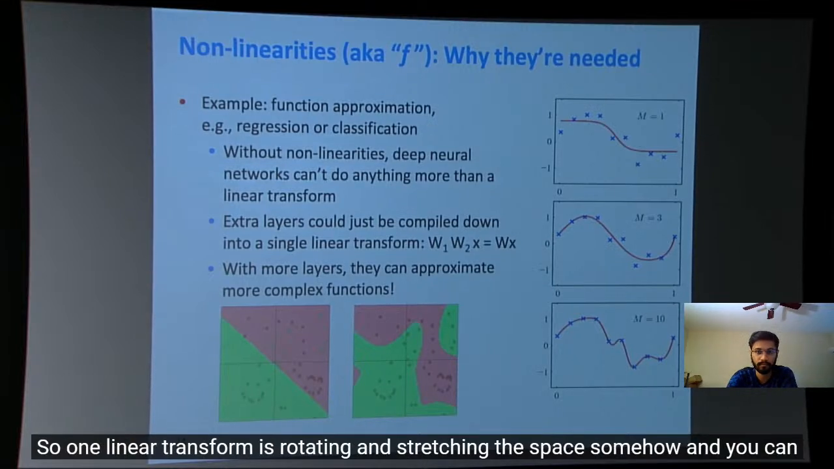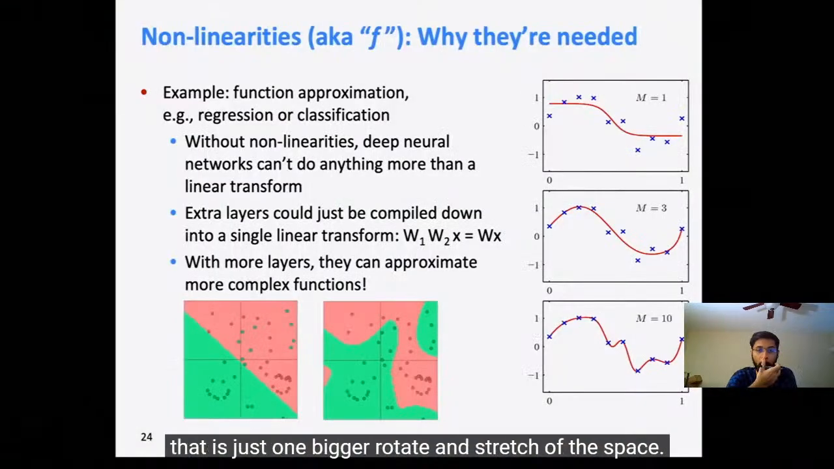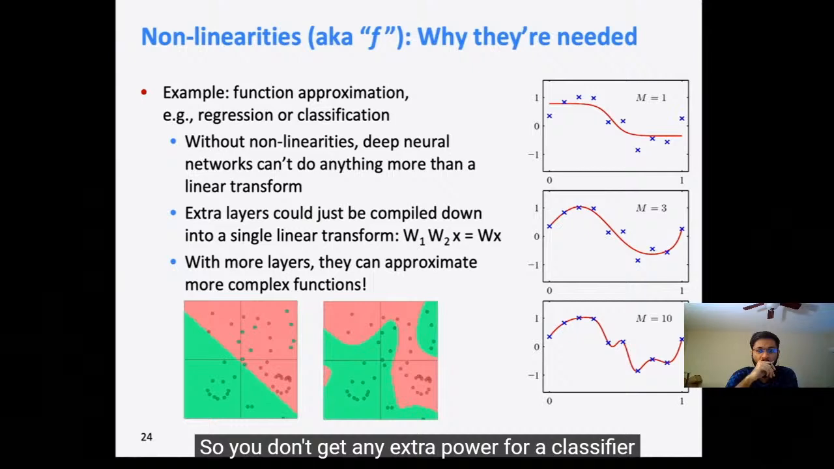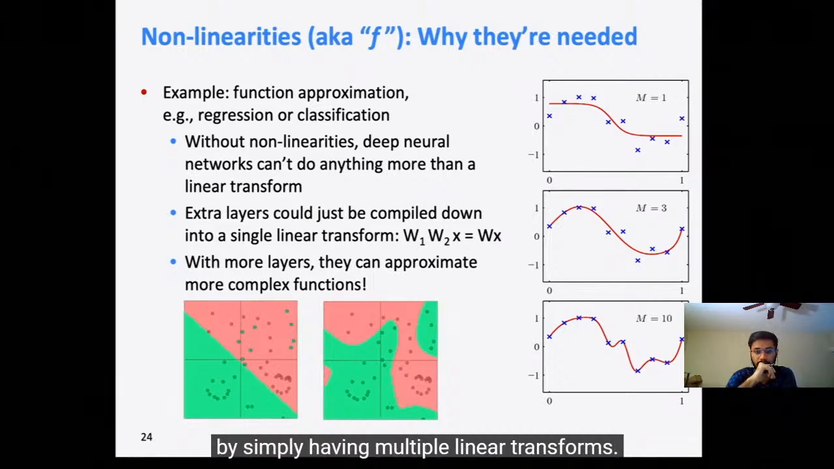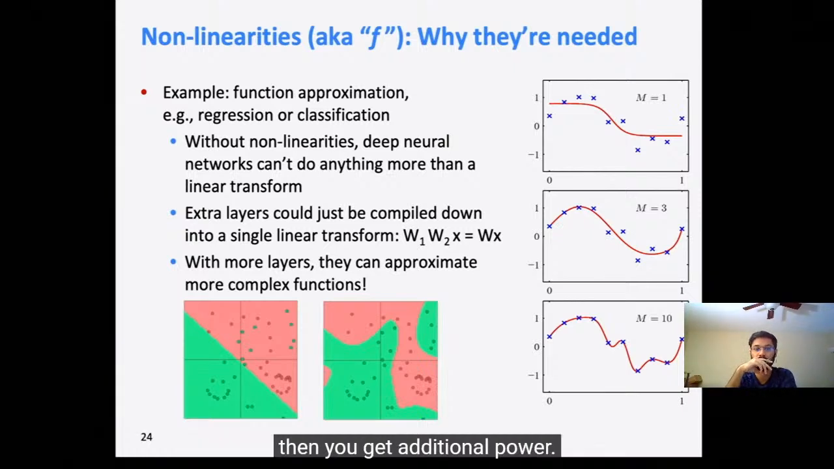So one linear transform is rotating and stretching the space somehow, and you can rotate and stretch the space again, but the result of that is just one bigger rotate and stretch of the space. So you don't get any extra power for a classifier by simply having multiple linear transforms. But as soon as you stick in almost any kind of nonlinearity, then you get additional power.